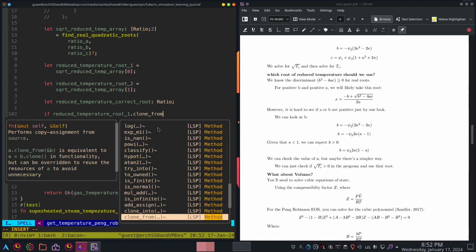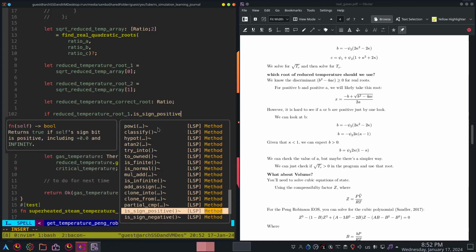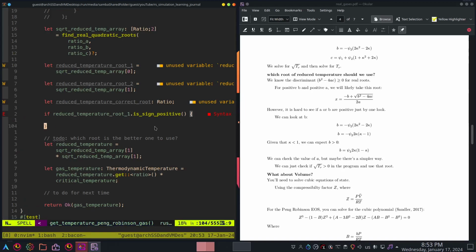Well, let's see. It's sign positive. Yeah, we have an is sign positive method. So if the sign is positive, this is the method we can use. It means it's greater than 0, or greater or equal to 0. I mean, this is one way of doing things.